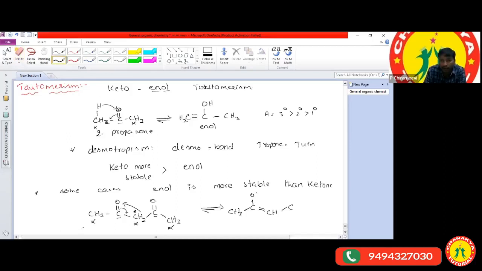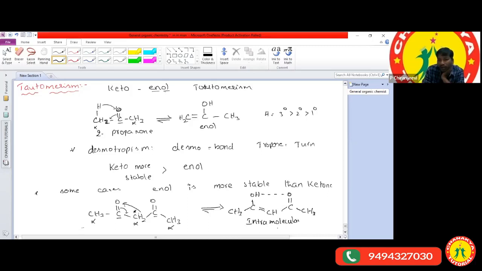Right, sir. OH, C double bond O bond CH3. Sir, here also enol formation only, na? Then how does it become more stable? It becomes more stable due to the formation of the intramolecular hydrogen bond. So, due to the presence of intramolecular hydrogen bond.